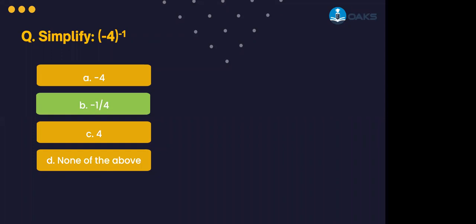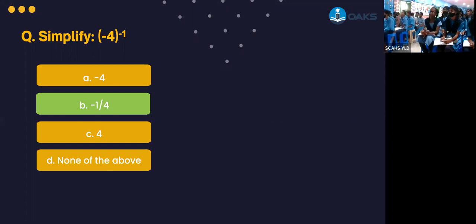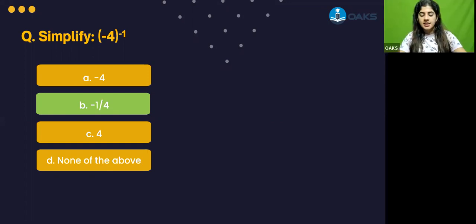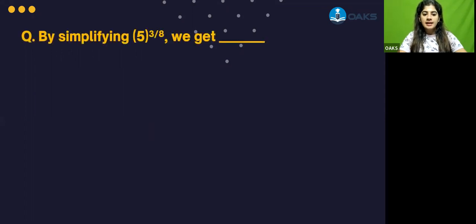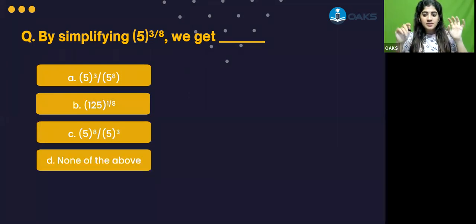School 1, do you understand why B is the correct answer? Okay, school 2, do you understand why B is the correct answer? Yes. Okay. Great. So let's move forward to the next question. By simplifying 5 raised to power 3 over 8, we get. I'm giving you some time. Just cross verify your answers.